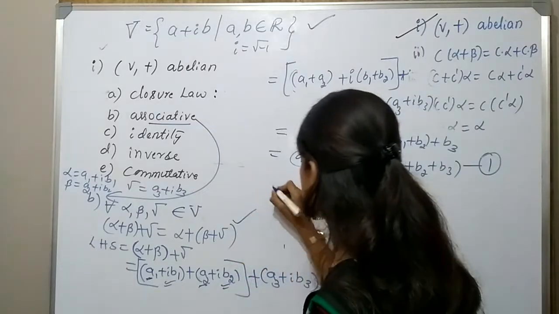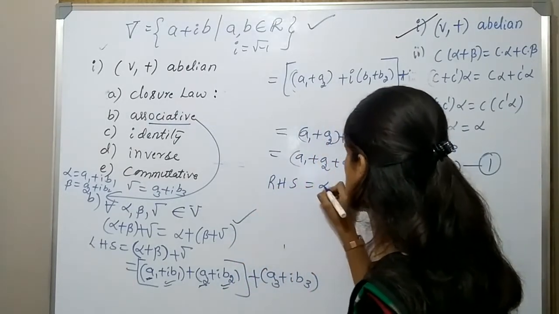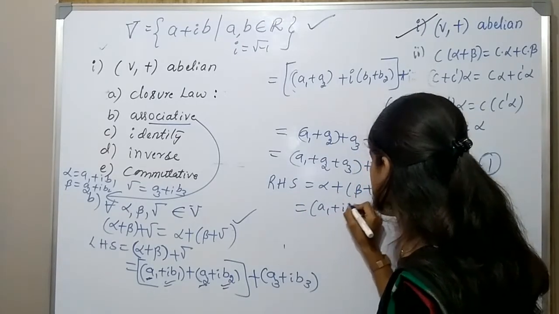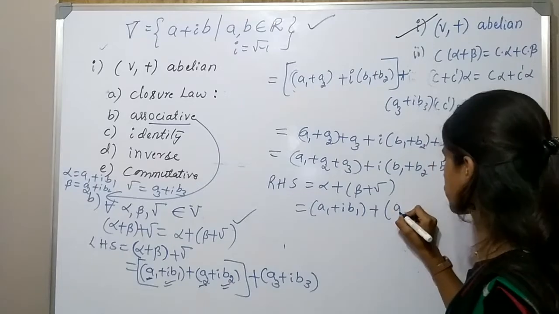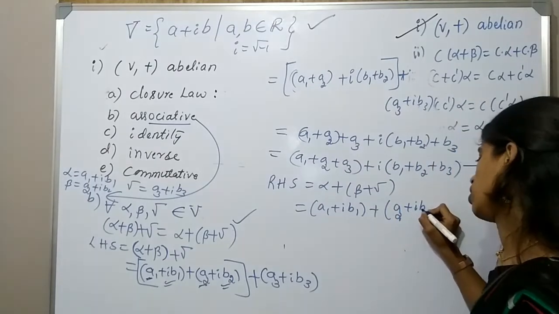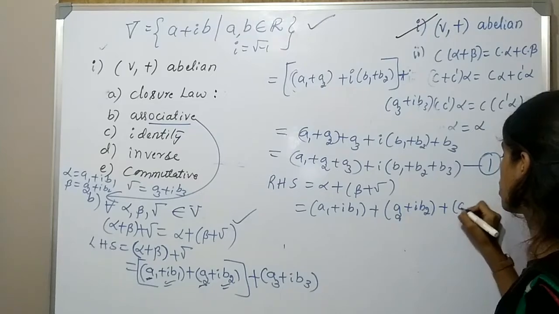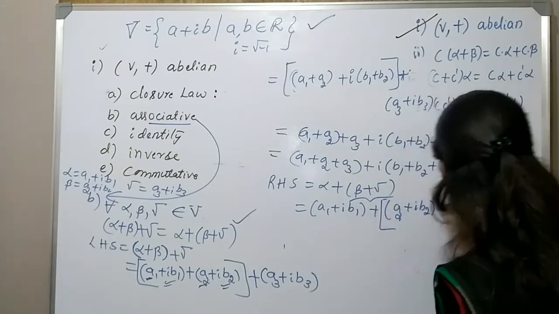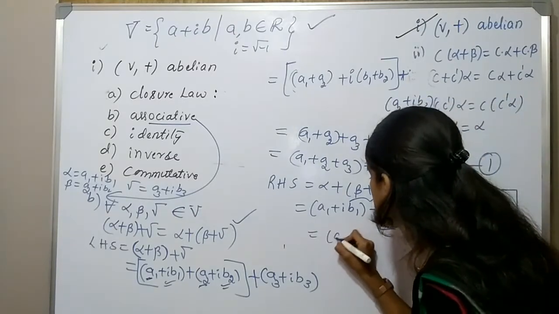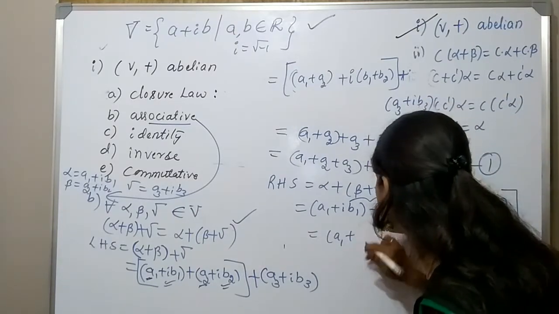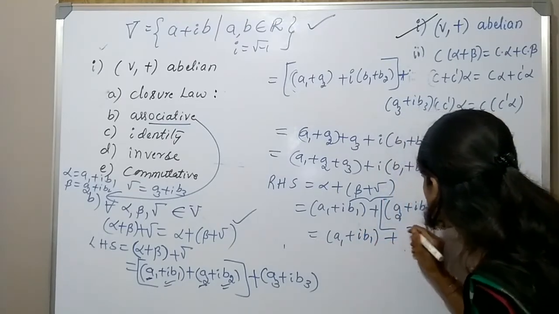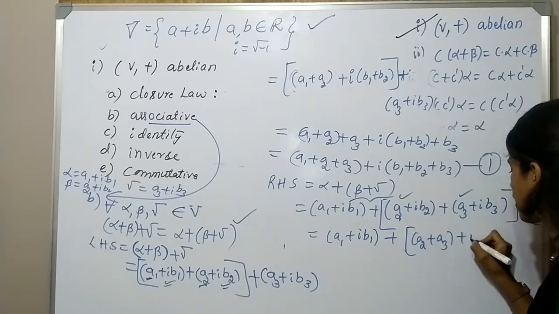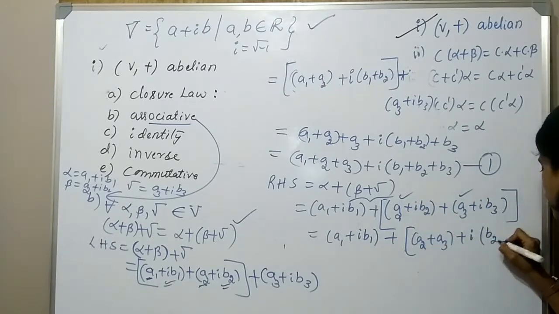Now take RHS. What is RHS? RHS is equal to alpha plus (beta plus gamma). So what is alpha? A1 plus i into B1, plus what is beta? A2 plus i into B2. What is gamma? A3 plus i into B3. So these two are in the bracket. Taking these two in the bracket, first simplify within the bracket. Take the real part first, A2 plus A3, plus i into the imaginary part, B2 plus B3.